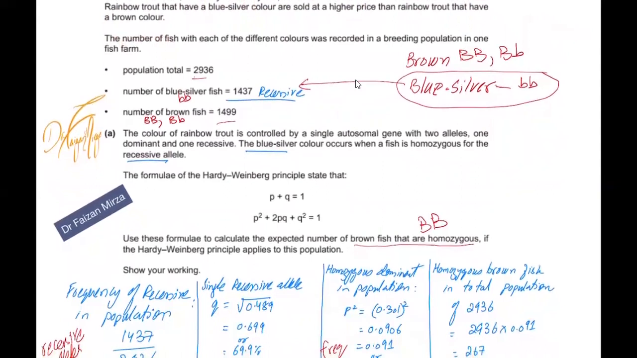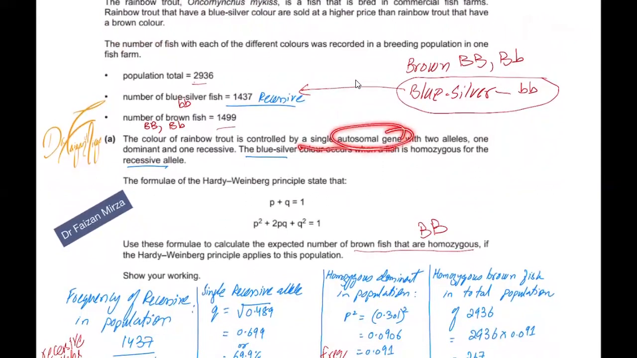Now let's read further. The color of rainbow trout is controlled by a single autosomal gene. What do you mean by autosomal gene? Autosomal gene means that the gene is located on the autosome and not the sex chromosome, with two alleles, one dominant and one recessive. So this is a single gene with two alleles, not a single allele. The blue silver color in a fish is homozygous for recessive. So we know with this sentence that blue silver is a recessive trait. If we take blue silver as small b, that means the recessive in population is 1437, and the remaining 1499 are brown fish, which could be either capital B capital B, or capital B small b. So we just annotate this for our own help.